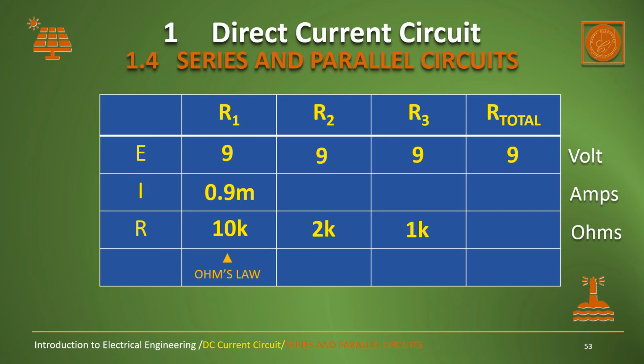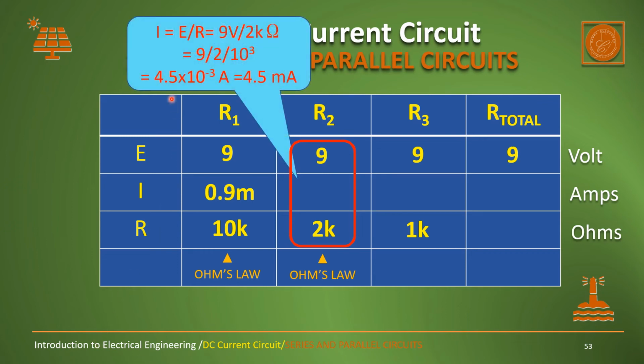The same for the resistor R2. Let's take a look at this current. We know the voltage drop across the resistor R2 is 9 volts, and the resistor value is 2 kilo ohms. So we can apply Ohm's law for this current. The current is equal to E divided by R. E is 9 volts and R is 2 kilo ohms. So we get the current is 4.5 milliamp. We can fill this cell with 4.5 milliamp.